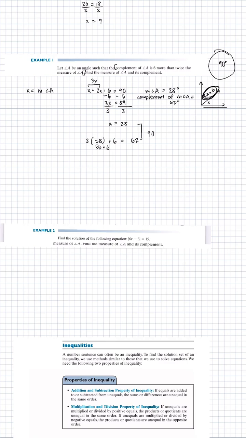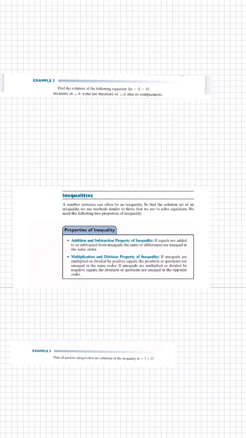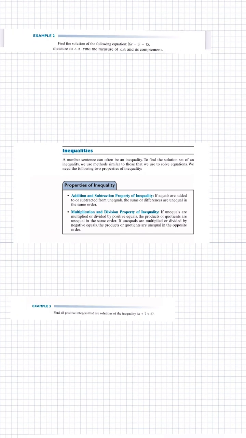Okay, congrats. You finally finished your first example of number sentences. So let's jump into our second example. We have to find the solution of the following equation: the absolute value of 6x minus 3 equals 15. So the absolute value is defining how many spaces away you are from zero on the number line. And that's equal to 15.